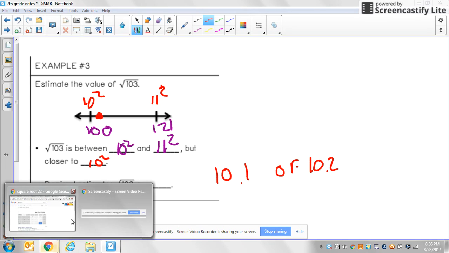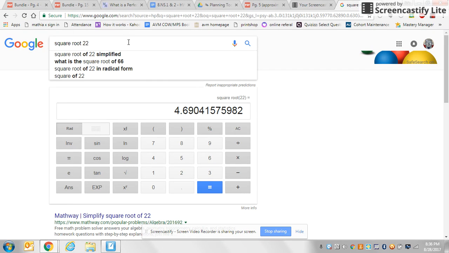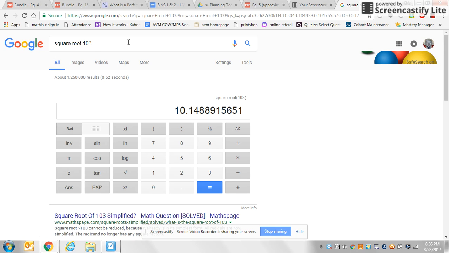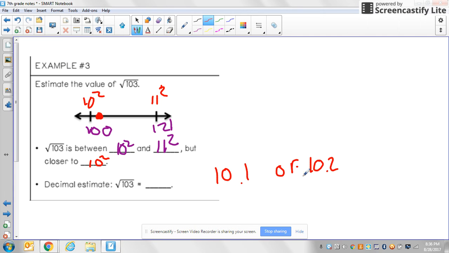And once again, if we go back, what is the square root of 103? We end up with 10.14, which is right smack dab in between our two guesses. So thus far, we're doing pretty good.